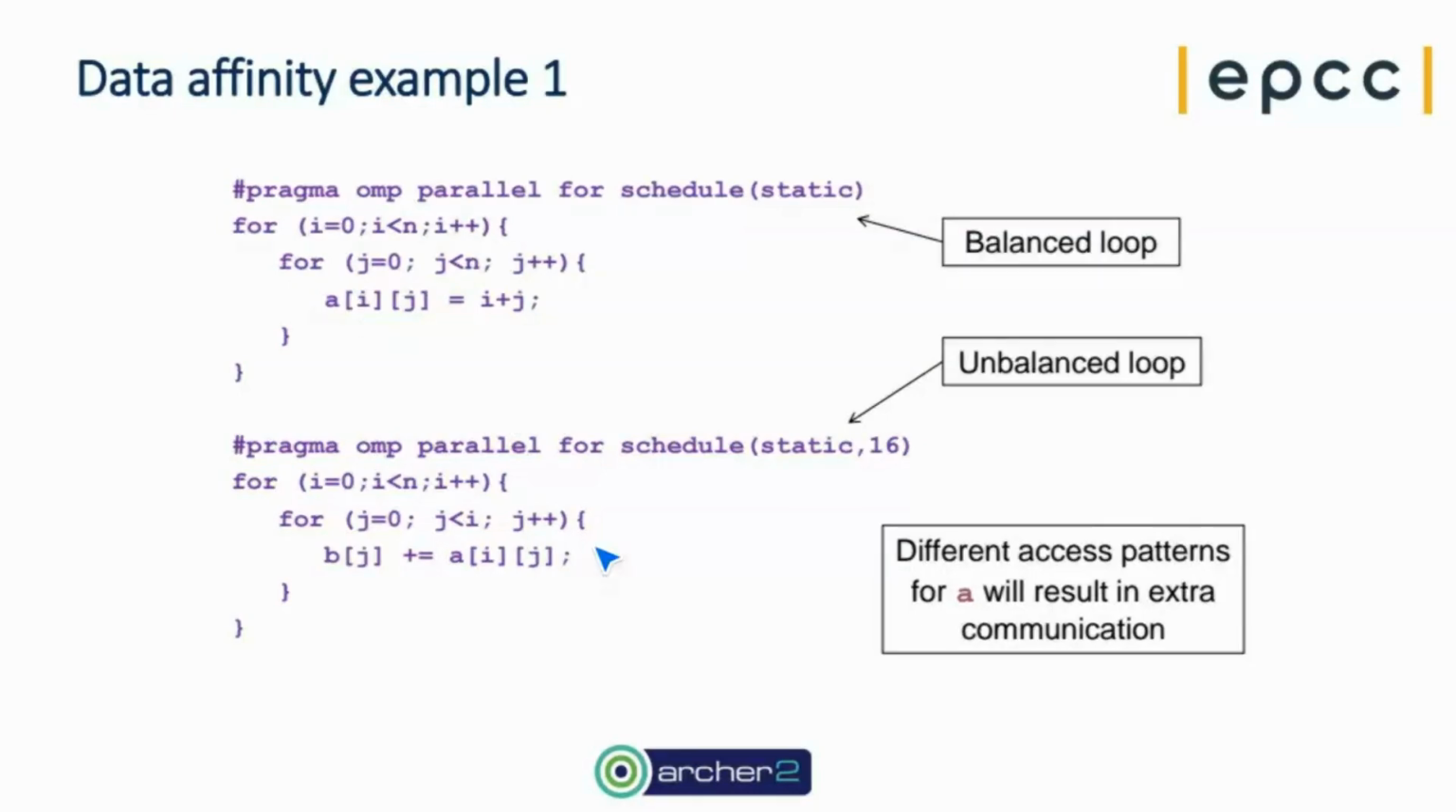So in this case, there's a straightforward solution. We could just apply the same schedule to the first loop as we have for the second one, and then we get matched access patterns to A. But that's a bit of a simplistic example. In reality, it can be more difficult to arrange than that.